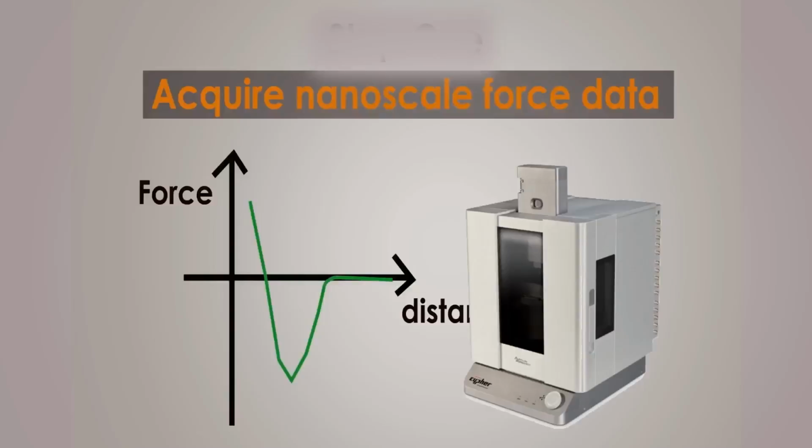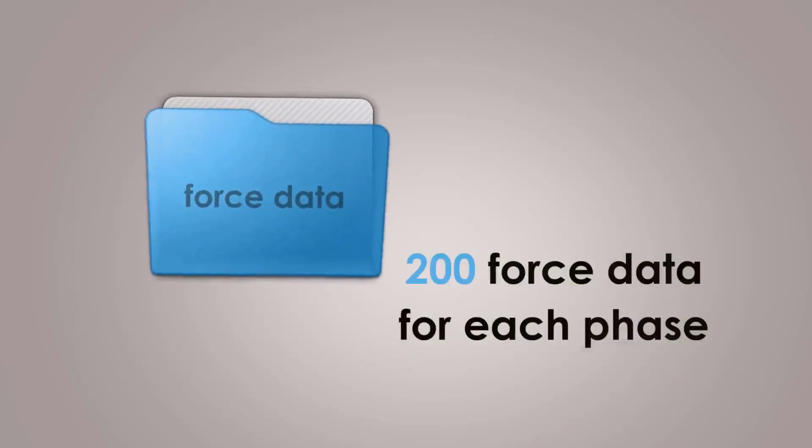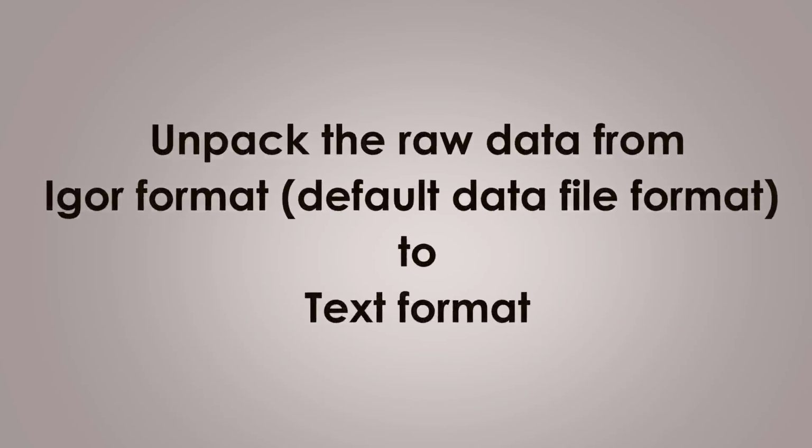So, I will go ahead and show you how to generate the force curve from the data. I have here the raw data for both phases of calcite, about 200 each. You can take as many data points as you want. However, these raw data are in Igor format. They need to be unpacked into text format for onward processing in the MATLAB script used in this project.